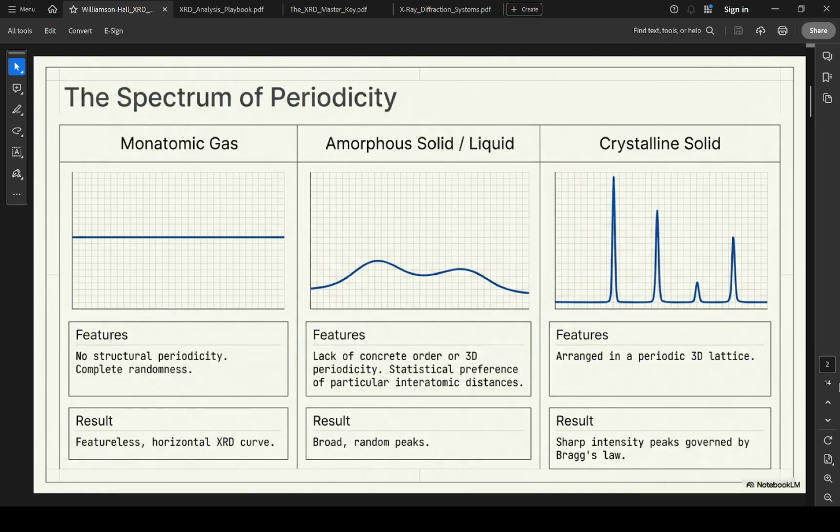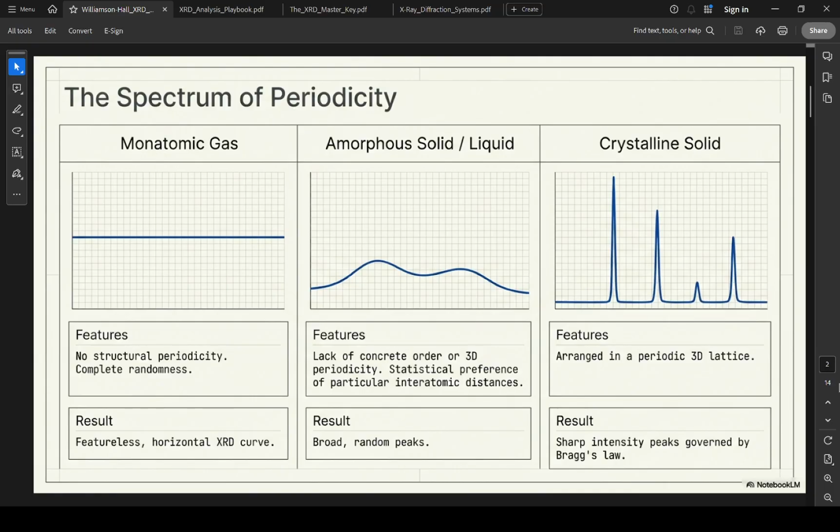Assume you have a monoatomic gas. A gas has no structural periodicity and the atoms are completely randomly distributed. So there will be no diffraction at all, or any diffraction will be completely random. So you will not see any features in your XRD curve, and all you will see is a completely horizontal line.